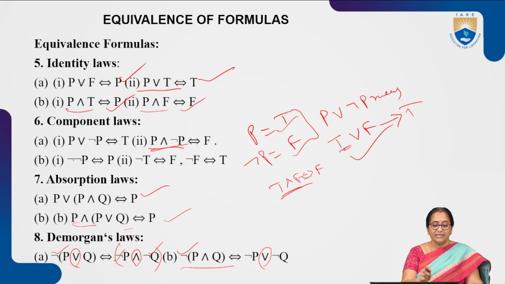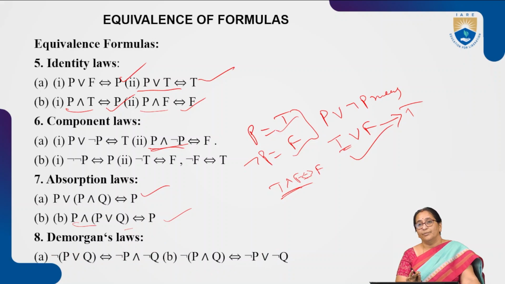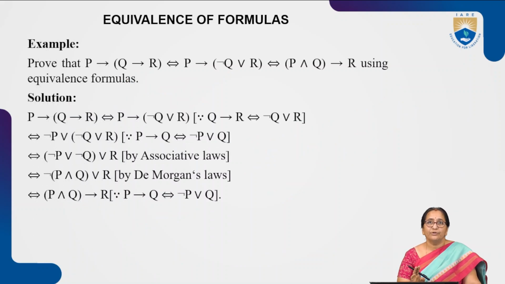These De Morgan's laws play a very important role in mathematics for computing problems. We can easily identify and compute our problems by using them. That is, negation of (P or Q) is equivalent to negation of P and negation of Q, and negation of (P and Q) is equivalent to negation of P or negation of Q. The next one: here we need to prove this by using the equivalence formulas.